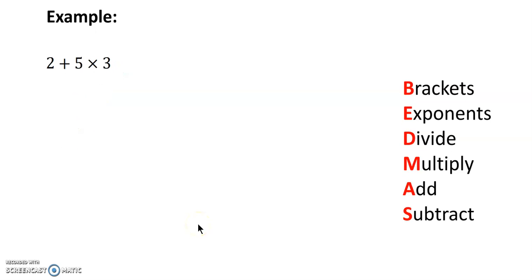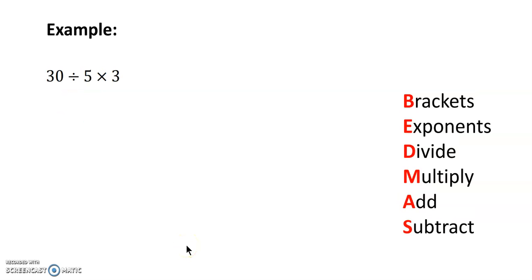Be careful with one like we see here, 2 plus 5 times 3. It's so tempting for us to want to add 2 plus 5, but we can't. Remember, multiplication comes before adding. Division and multiplication come first before adding and subtracting. So we need to multiply 5 times 3, gives us 15. And then we can add on the 2 with a result of 17.